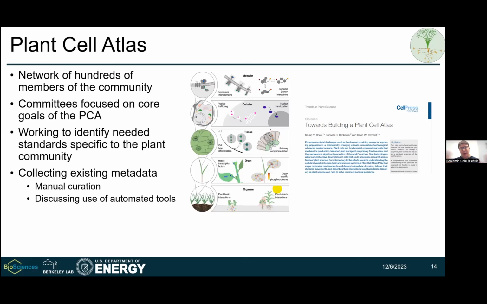And then we're also going out and collecting some useful metadata for aggregating everything together as another community resource that we can provide.